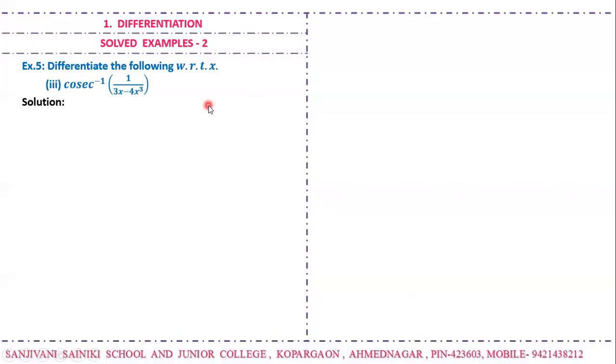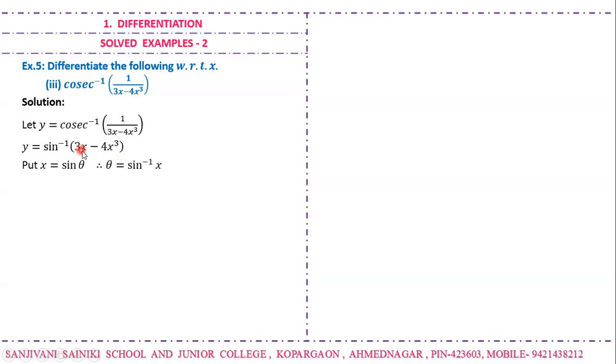Differentiate the following with respect to x: cosec inverse of 1 upon 3x minus 4x cube. It is given. So let y is equal to the given function, cosec inverse of 1 upon 3x minus 4x cube. Now we have one property of inverse trigonometric functions, that cosec inverse of 1 upon x is nothing but sine inverse of x, or sine inverse of x is cosec inverse of 1 upon x. So using that property, I write y is equal to sine inverse of 3x minus 4x cube.